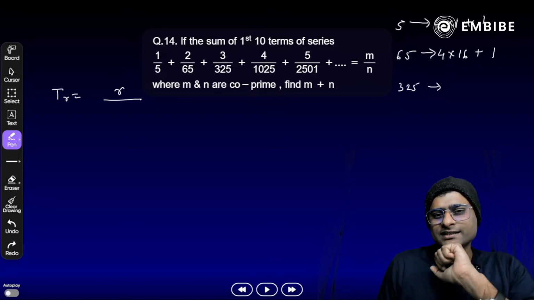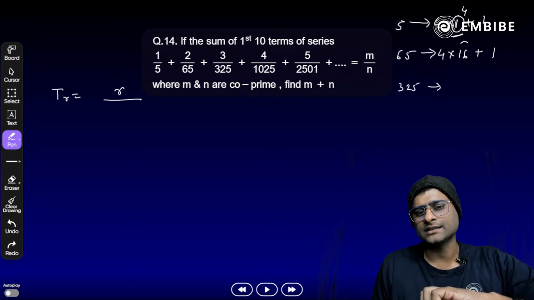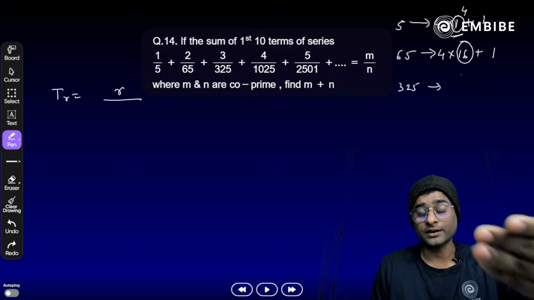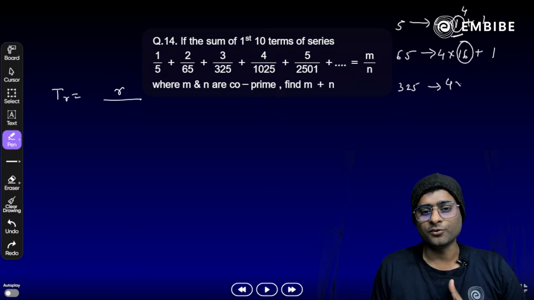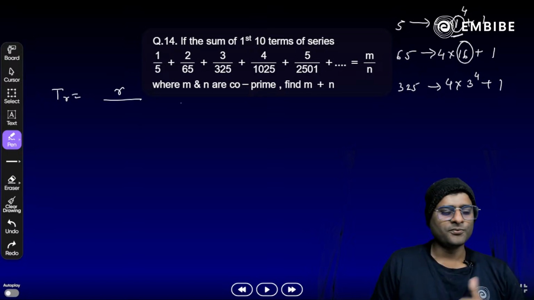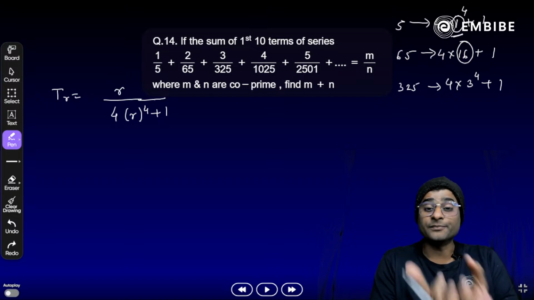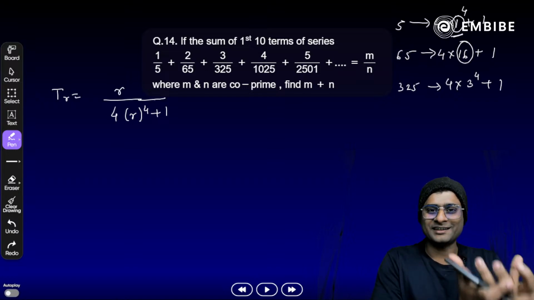So I just want to explain here, like we have a 1 here. 1 can be written like 1 raised power 4, 16 can be written here like what? 2 raised power 4, and the next term will be what? 4 times 3 raised power 4 plus 1 like that here. Is that clear here? So the denominator will be what? It should be 4 times r raised to power 4 plus 1. Correct? Now try to create difference at the numerator.